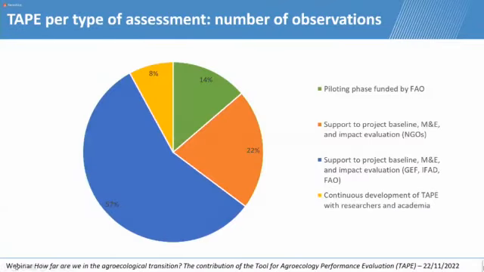When we translate this into numbers, we see that the big majority of the evaluations we did with TAPE have been done in support of project baselines, monitoring and evaluation, and impact evaluation of international projects funded by GEF, IFAD, and FAO. It's in blue, 57%. In support of NGOs, it's 22%. So more than three-quarters of the TAPE observations that we have done were in support of projects to include the agroecological approach in their work. Only 14% are studies which have been funded by FAO in the pilot phase, and 8% are observations done by researchers in academia.